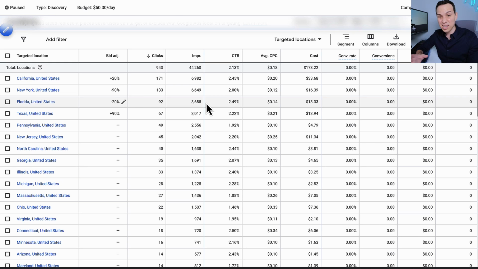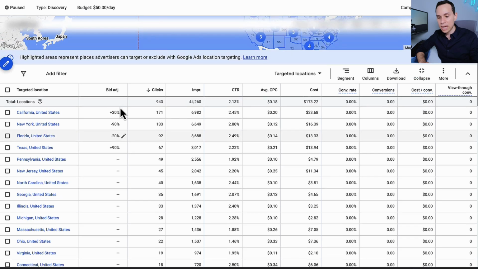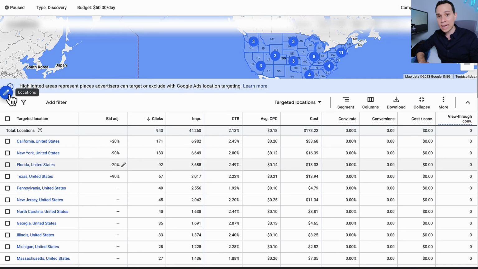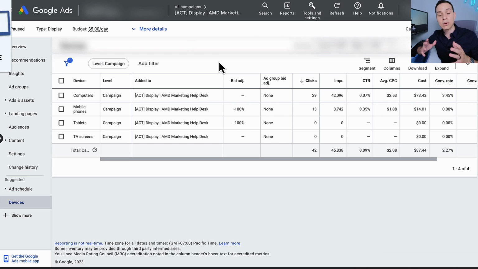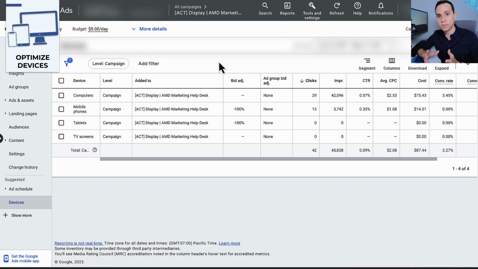It's going to be months until your campaign has enough data for this kind of stuff to matter, but it's here. And of course, you also can click edit, and that will allow you to start excluding locations if you find that for whatever reason, that type of location targeting is really performing poorly. Now, our second to last optimization is going to be devices.